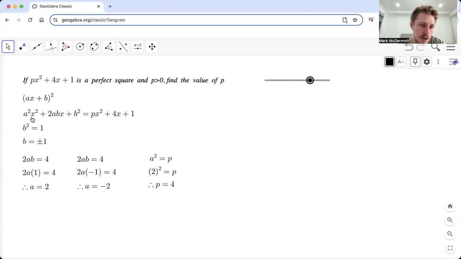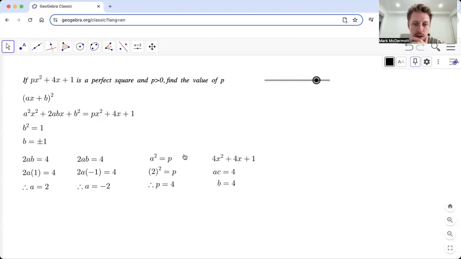Again, the coefficients must be equal if these polynomials are identical. And we know from these ones that a equals 2 or negative 2. Now, it doesn't matter which one we pick, because when we square it, it's going to become positive. So let's say we pick a equals positive 2. We square that, we say a squared equals p, so we get 2 squared equals p, therefore p equals 4. So we've answered the question, p is equal to positive 4, and what we can do is we can actually substitute that in for p now.